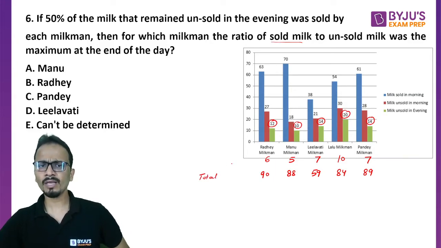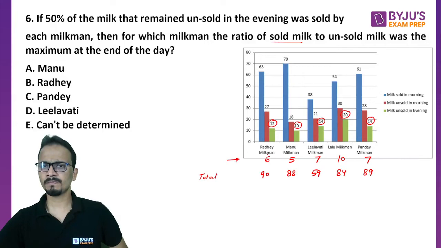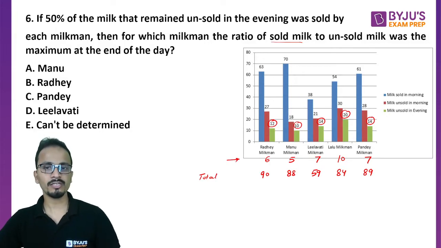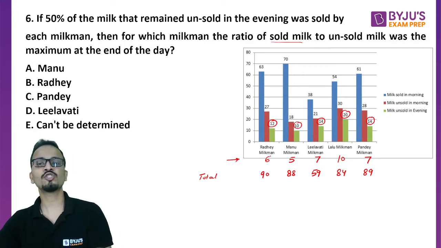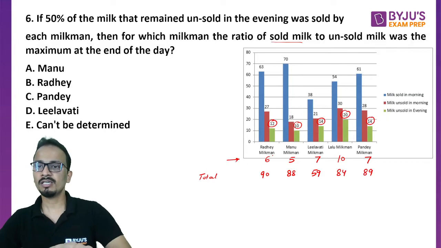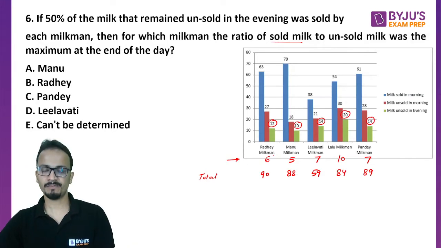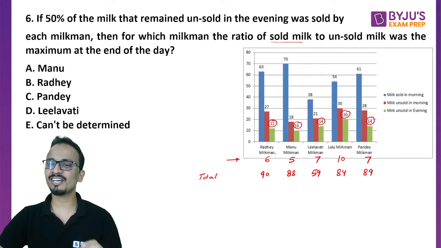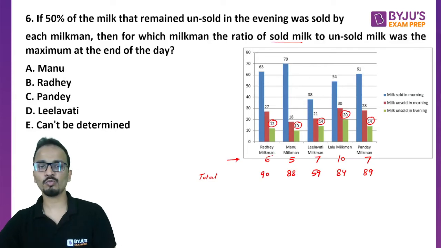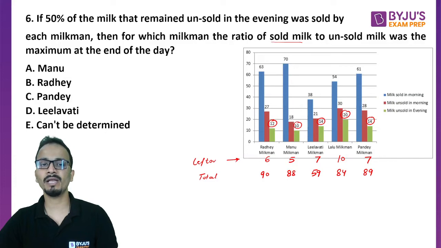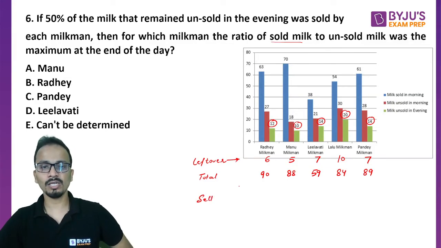What I have done here is I have written the quantity of milk that they have sold out of the unsold milk in the evening. ठीक है, अब 50% अगर इन्होंने sell कर दिया तो 50% will be the leftover. So I can say that this is also the leftover milk in the evening. So कितना milk sell किया होगा total? So Radhe must have sold 90 minus 6, that is 84 liters.